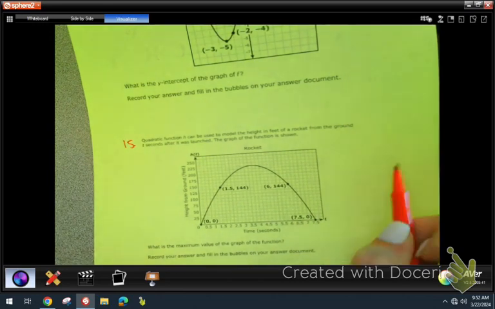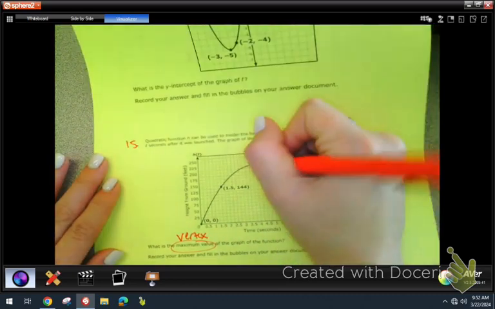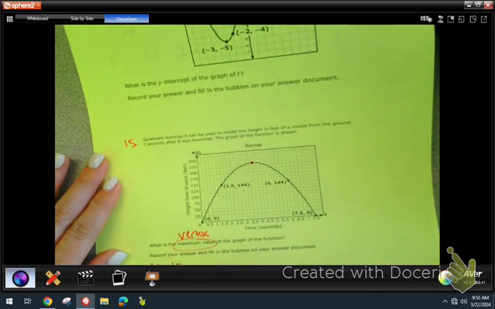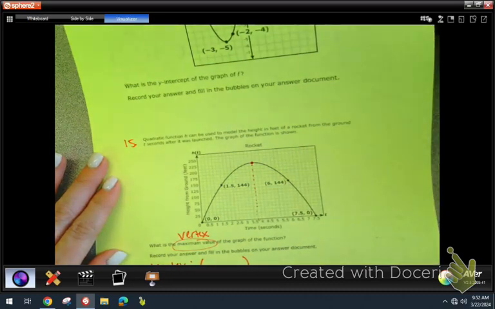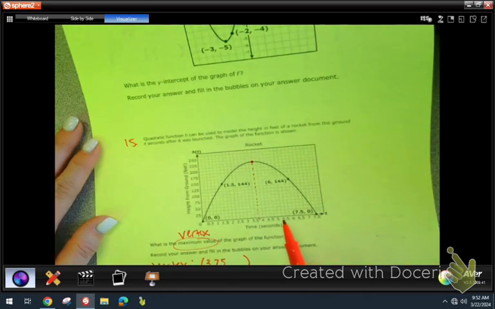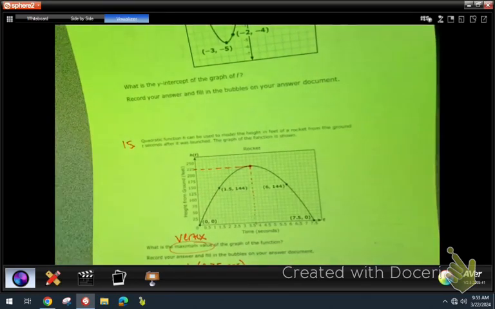So is maximum value the vertex? The question is asking about the maximum value, and maximum or minimum is always going to be your vertex point, okay? So our vertex point is our highest, and it is an ordered pair, so I'm going to write my vertex right here. What is that ordered pair? What x value is this about? I would say it's probably 3.75, because I think this is counted by 0.25s. What's the y value? 225. Okay, so that is the actual vertex point.